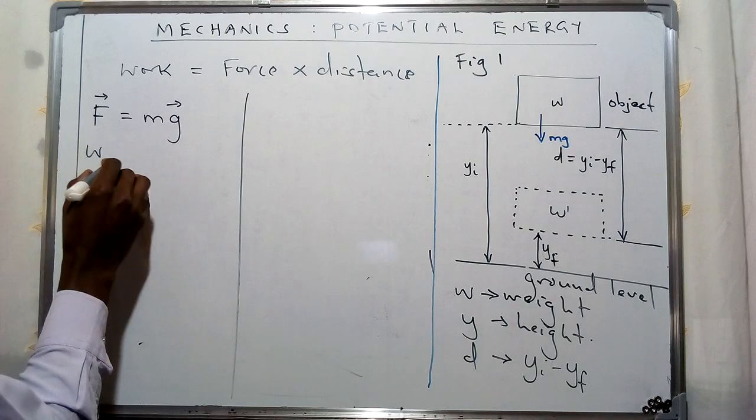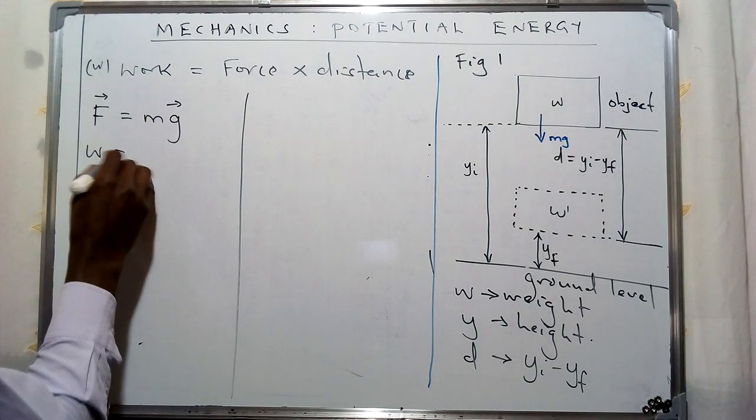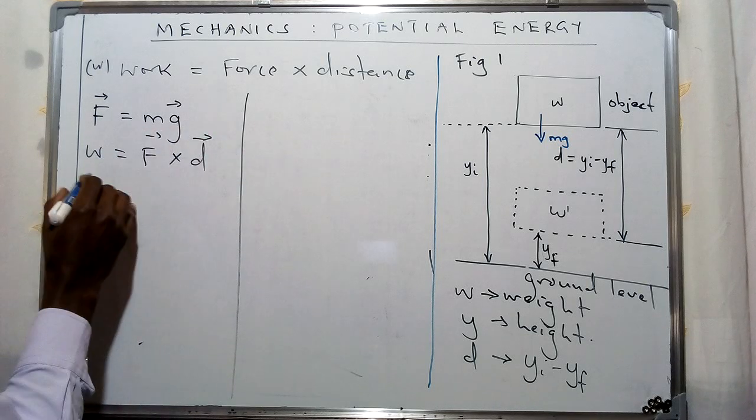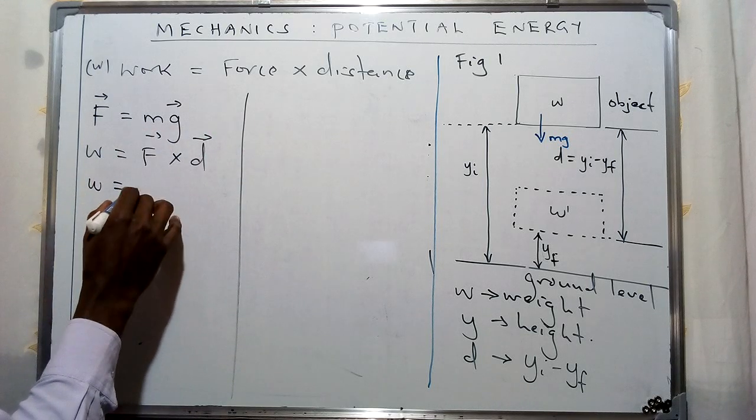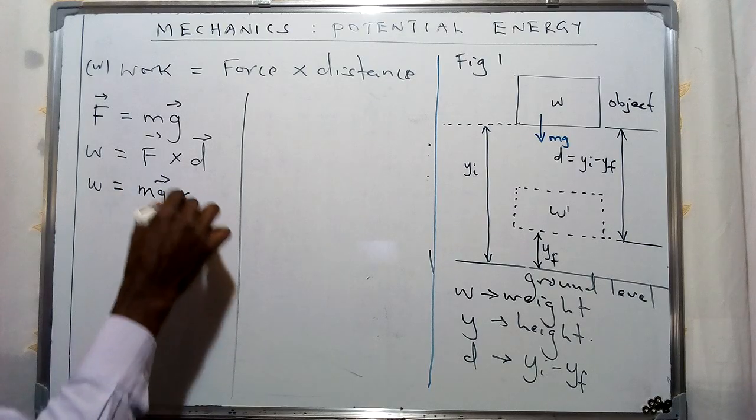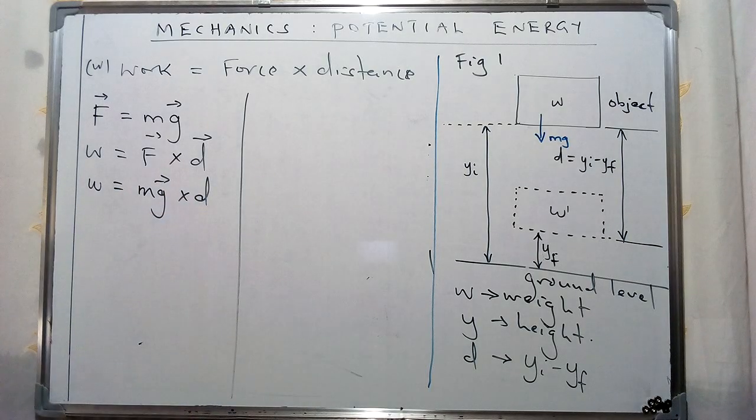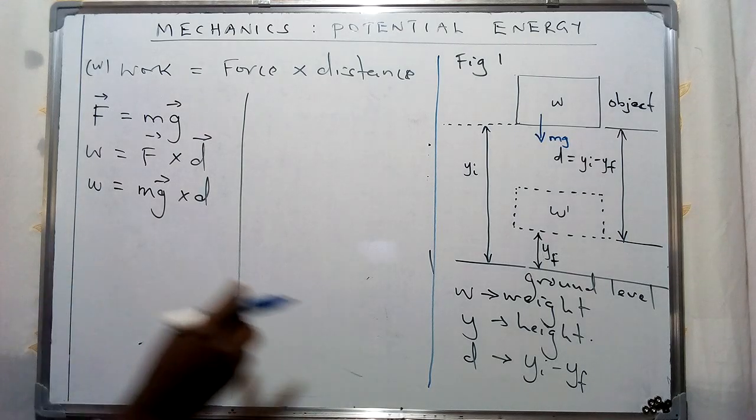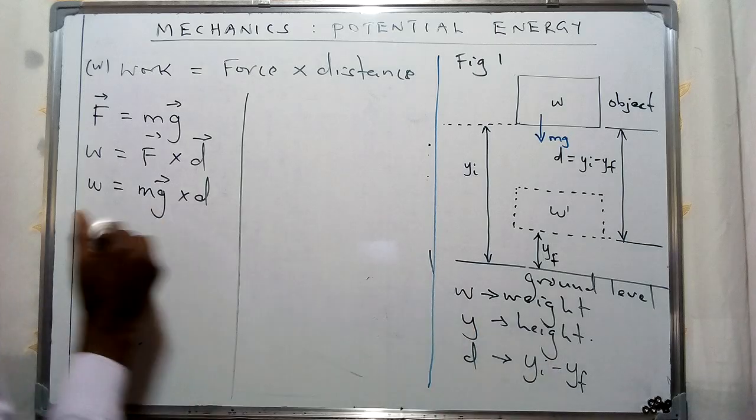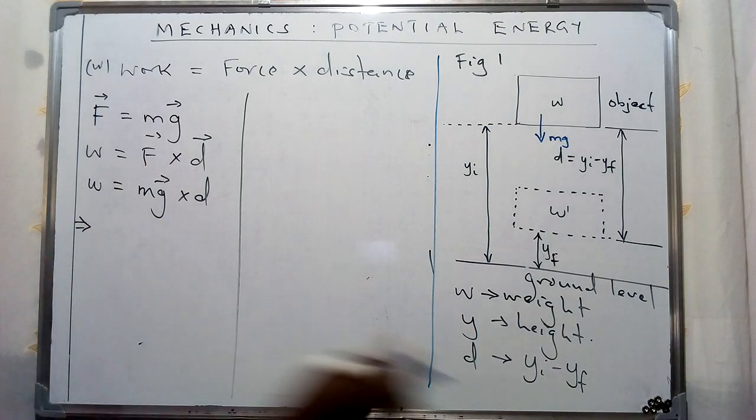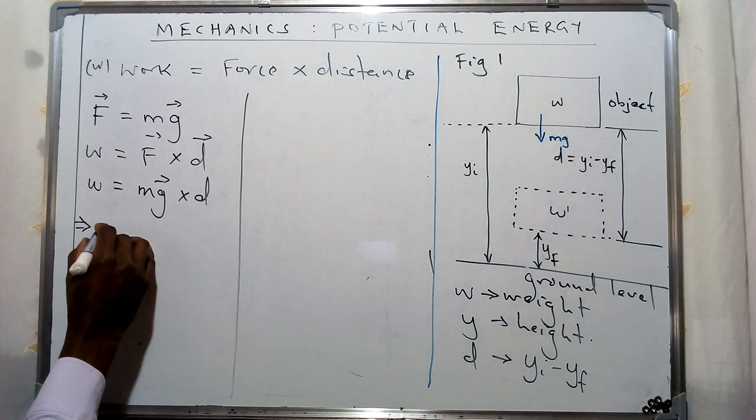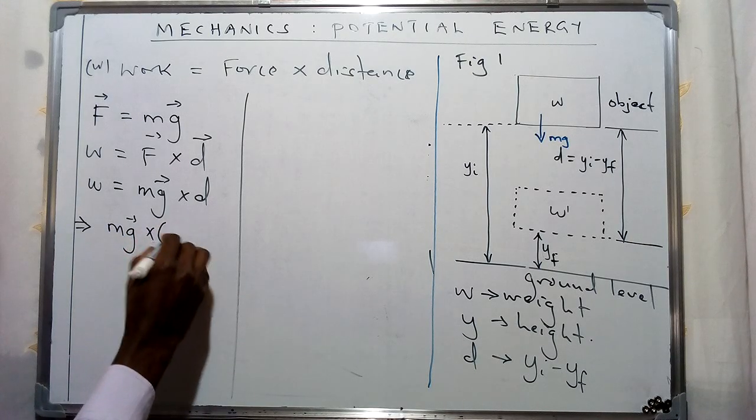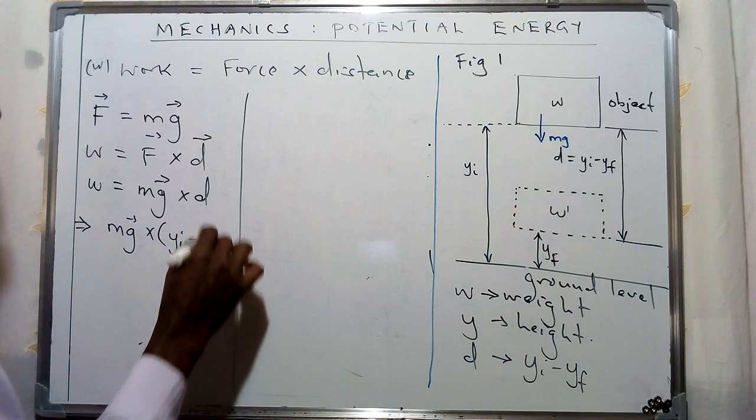Now, therefore, we can define work, W, in terms of a force times the distance, and these are going to be vector quantities. So we're going to have work as the force, which is mg, times the distance of separation. In doing our substitution, we had the value of d given in terms of y initial minus y final. Therefore, work is the same as mg times y initial minus y final.